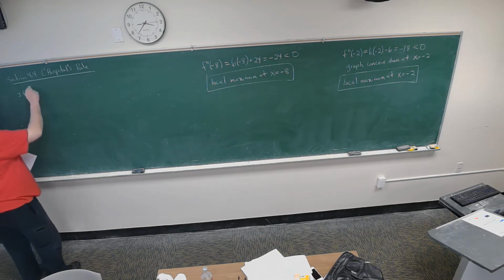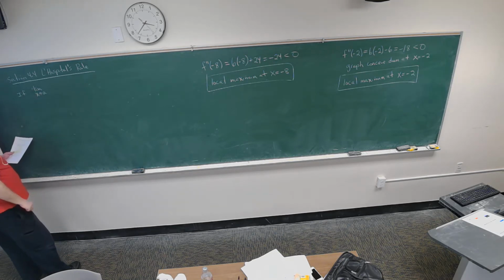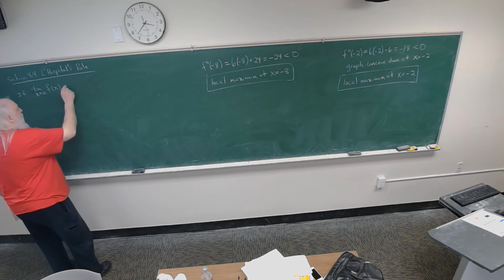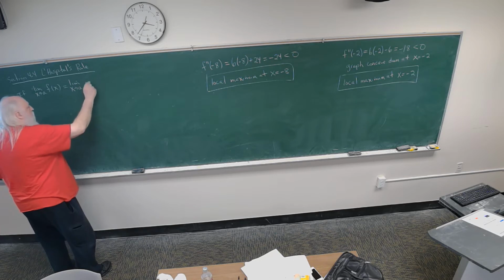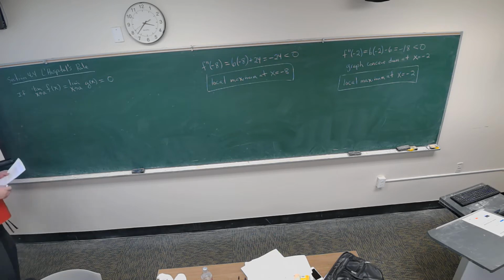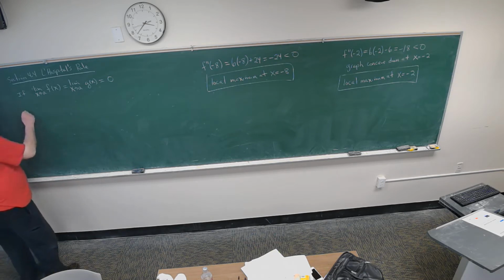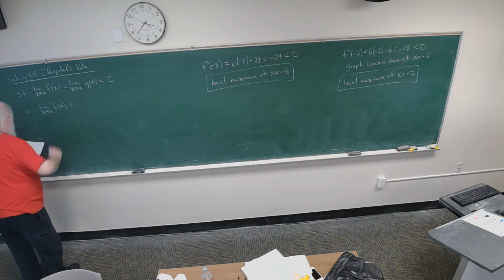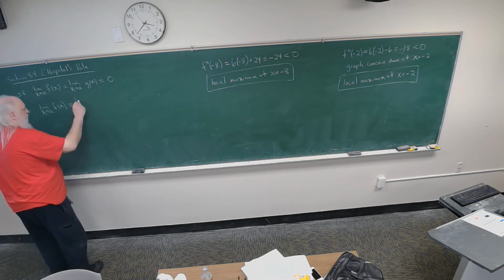So if we have the situation, the limit as x approaches a of f of x is equal to the limit as x approaches a of g of x. They're both equal to 0, okay? Or we have the situation where their limits are equal to plus or minus infinity.